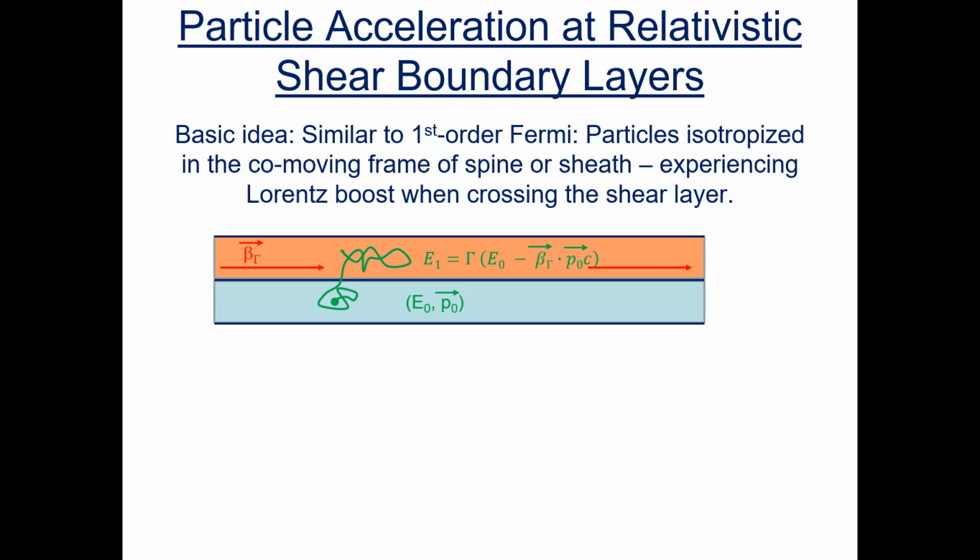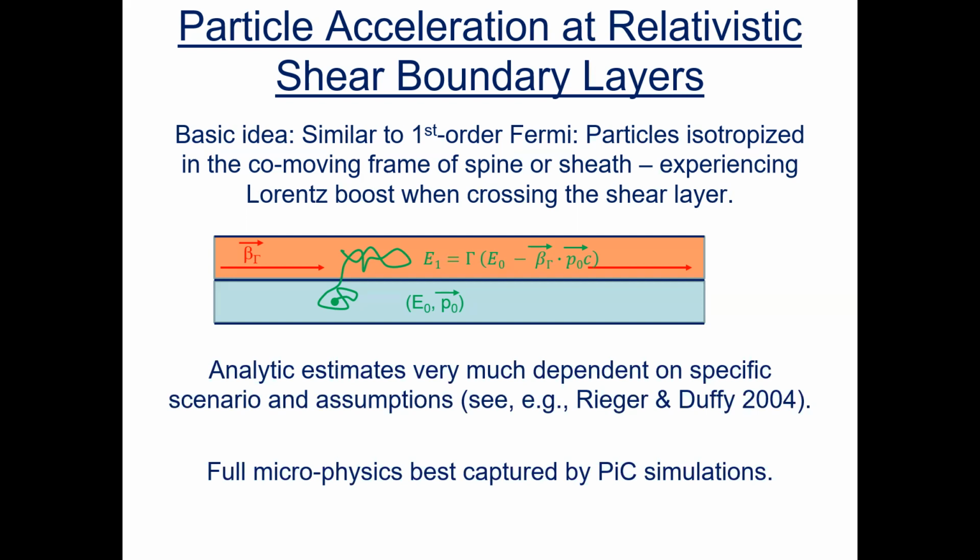And then if you bounce the particle back, you say you're stationary in that fast moving spine, then of course the stationary thing moves with the same Lorentz vector in the opposite direction. So you get the same energy boost again. That's the very basic idea. As I'll show, numerical simulations show that the reality is actually much, much more complicated.